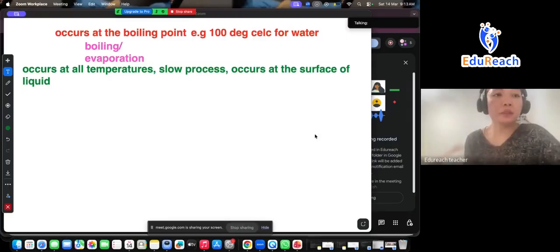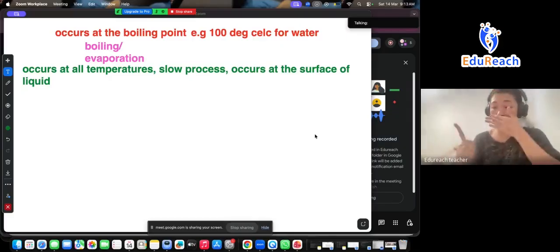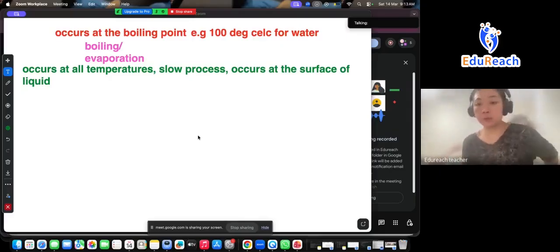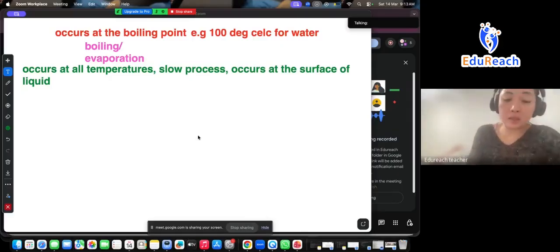And if you remember, there's also things like the presence of wind, and then also the temperature of the surroundings. All these things will affect the rate of evaporation. But please note that boiling and evaporation are two different processes. Boiling happens at a specific temperature and it's higher than the temperature at which evaporation occurs, because evaporation occurs at all temperatures. It is a slow process and evaporation only occurs at the surface of the liquid.